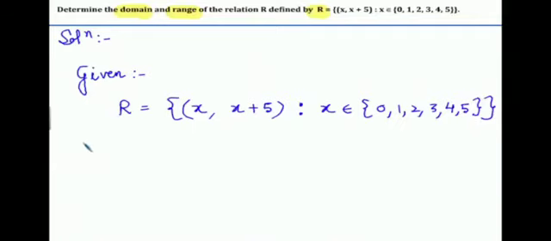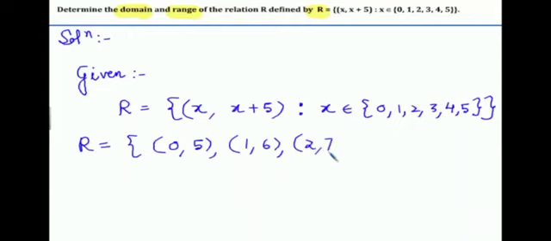So first of all we convert this relation into roster form. So R is equal to, let x be equal to 0, then y is equal to 5. If x is equal to 1, y is equal to 6.